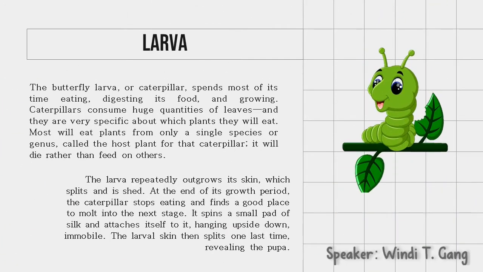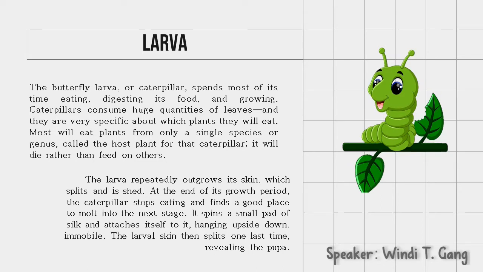Stage 2. Larva. The butterfly larva or caterpillar spends most of its time eating, digesting its food, and growing. Caterpillars consume huge quantities of leaves, and they are very specific about which plants they will eat. Most will eat plants from only a single species or genus. Called a host plant, a caterpillar will die rather than feed on others.